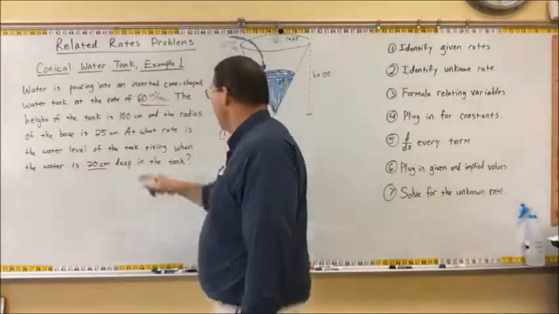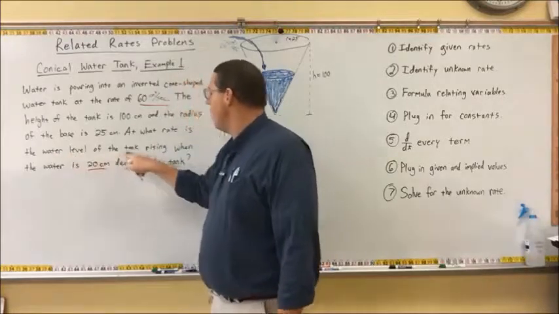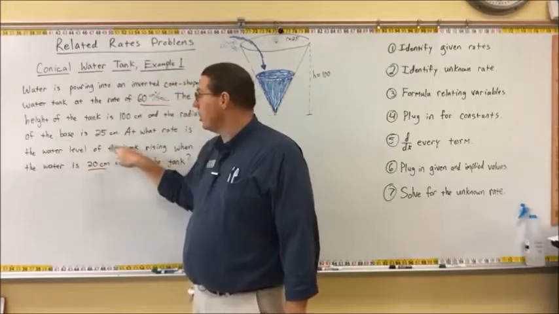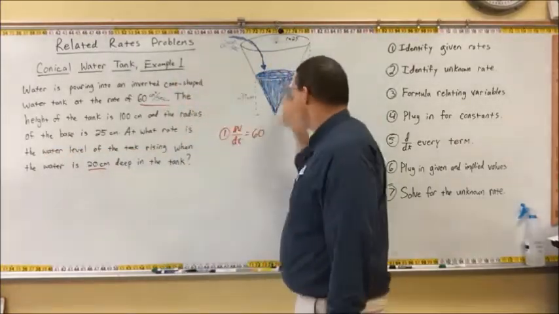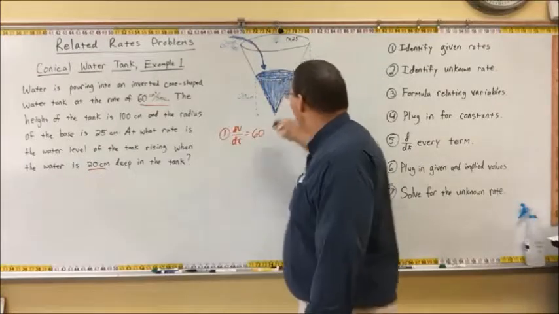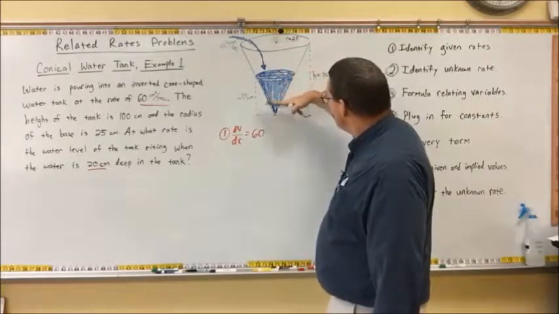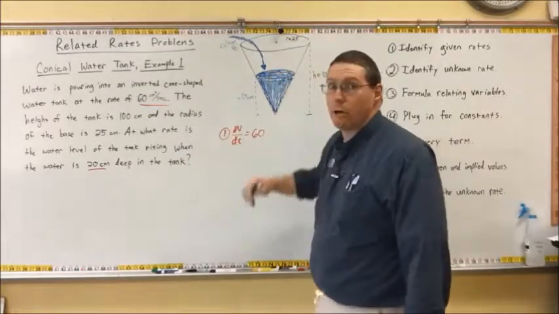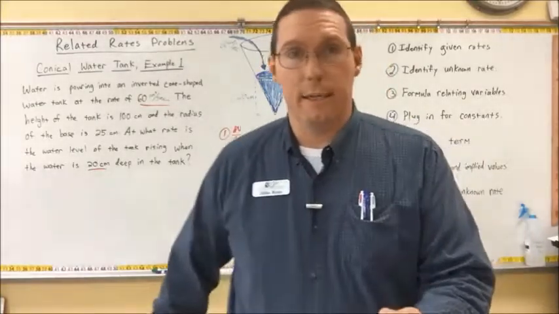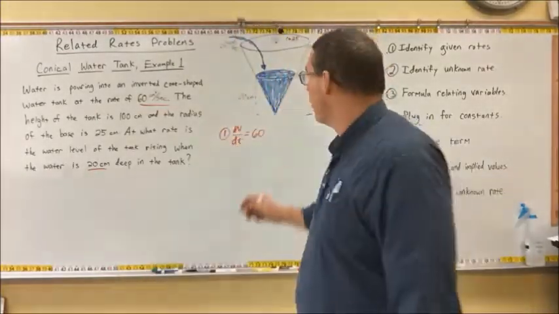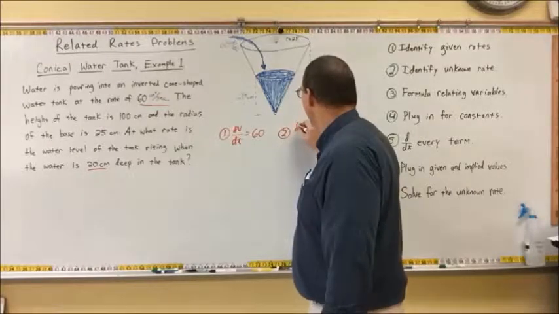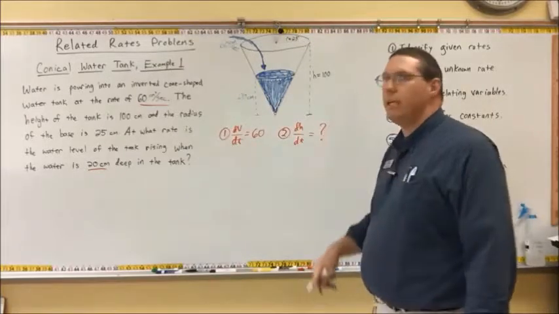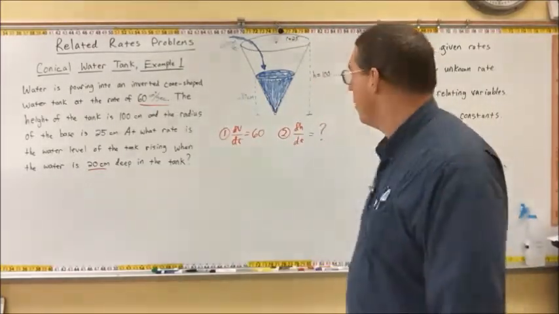Identify the unknown rate. It says, at what rate is the water level of the tank rising? So it's not the tank that's changing, it's the water level that's changing. The amount of water is changing. And what is the water level? Doesn't it start out down here, and then as it fills up, it goes higher and higher? H, height. It's the height that's changing. So what we're trying to find here is the rate of change in the height of the water cone. So we're trying to find dH/dt for the water cone, okay? The height of the water.